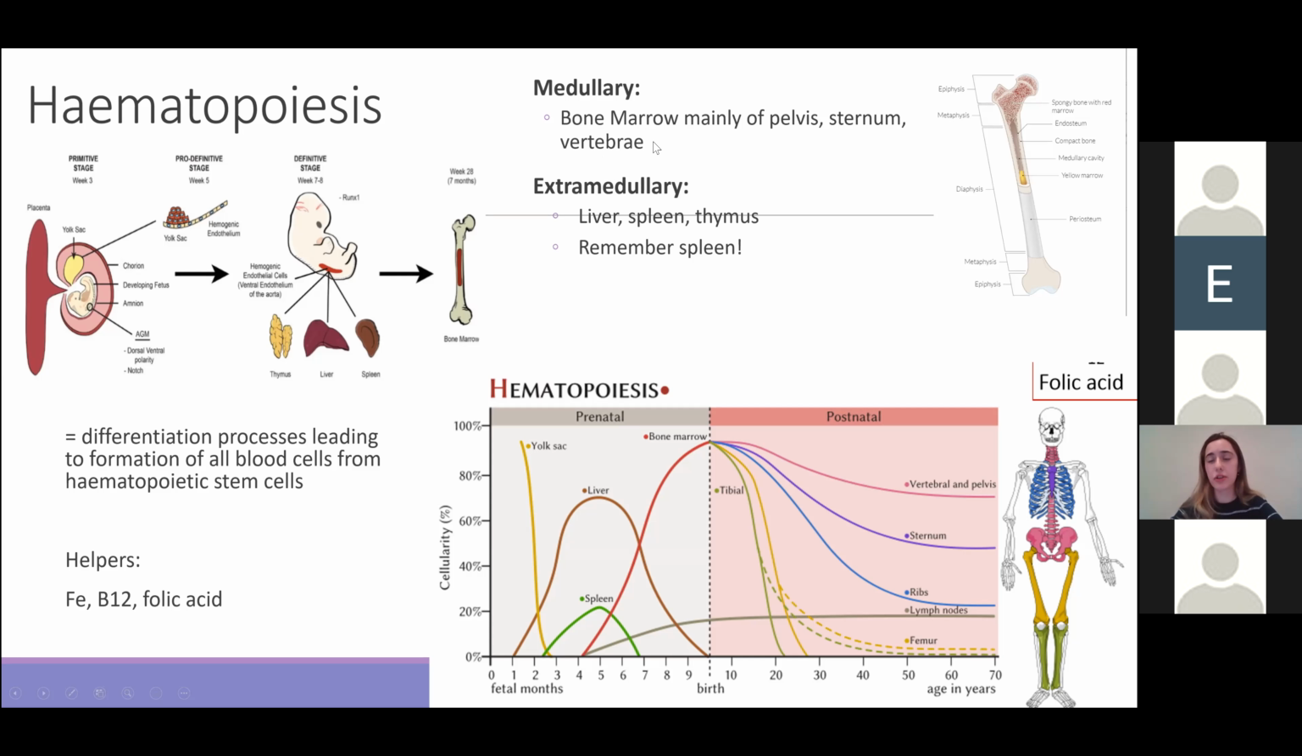And it's also really good to know that medullary hematopoiesis occurs in your pelvis, sternum and vertebral bone marrow, and your extramedullary hematopoiesis is anything outside of the bone marrow. So liver, spleen and thymus, and spleen is particularly important when we talk about a few disorders, particularly thalassemia and things. So keep in mind the spleen.